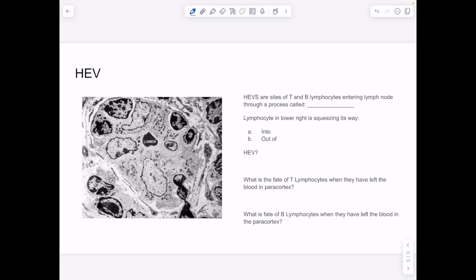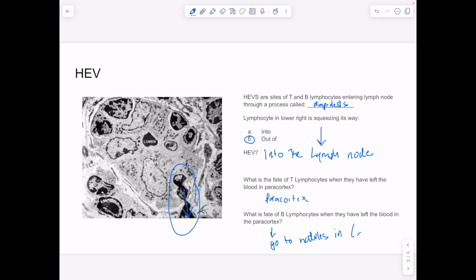All right, and here's just another example of an HEV, where T cells and B cells can enter through a process called diapedesis. On the lower right, we can see that HEV, and a T cell, or lymphocyte, is going out of the HEV into the lymph node. So HEVs are one way: from blood to HEV to lymph node, but not back into the blood. All right, so T cells stay in the paracortex, and B cells are going to go to the nodules in the cortex, so they move away.